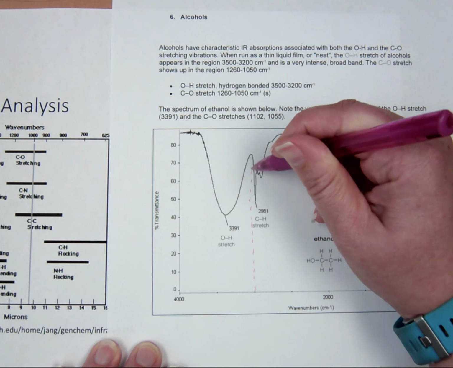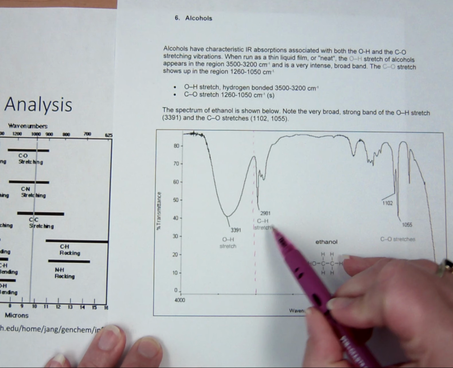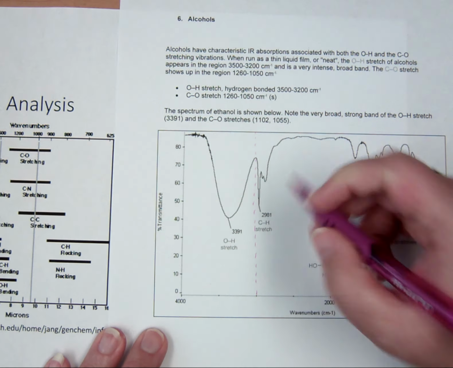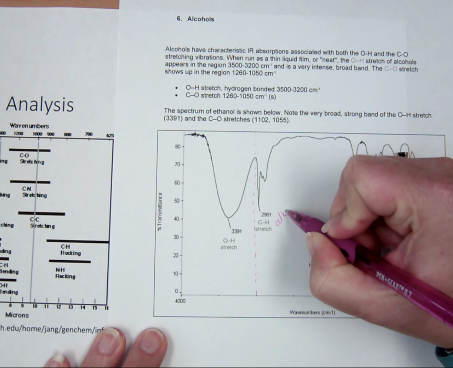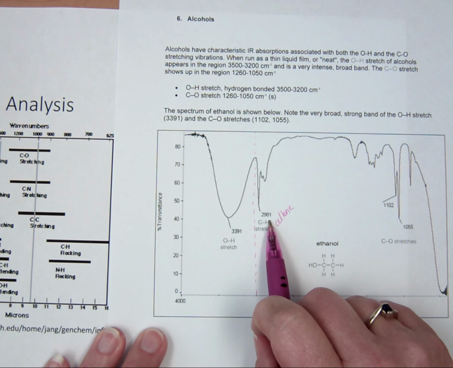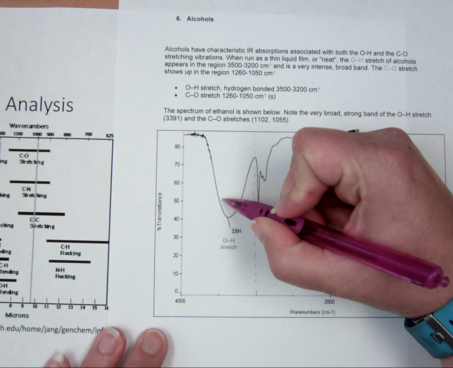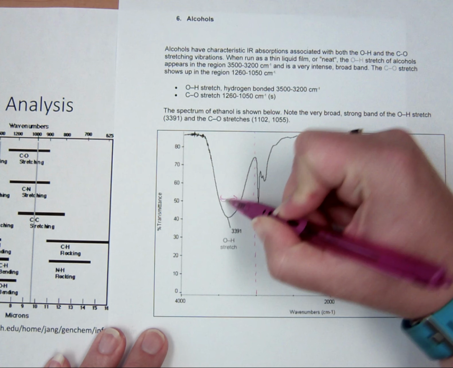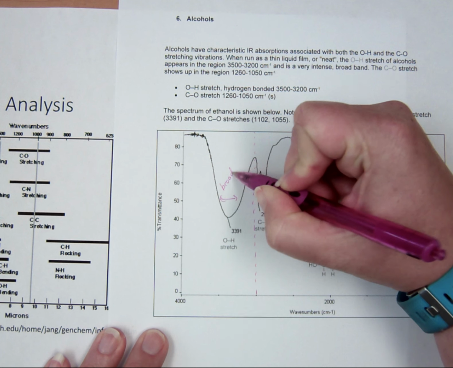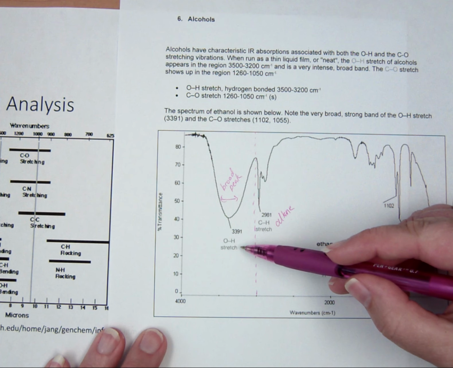Okay, I'm drawing my line at 3000. We have a carbon-hydrogen stretch. This is going to be an alkane stretch, because it's just shy of 3000. But then I have above 3000 a really broad peak, and what we're looking for is this broadness. If we get a broad peak, this is indicative of an alcohol.